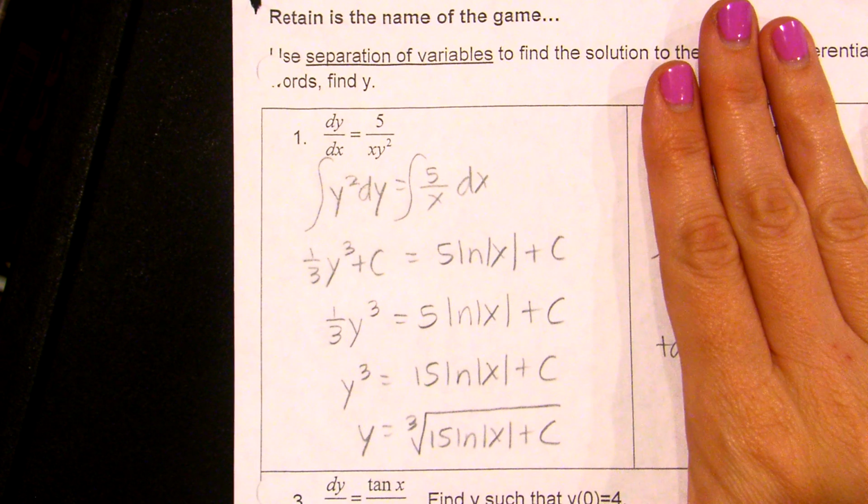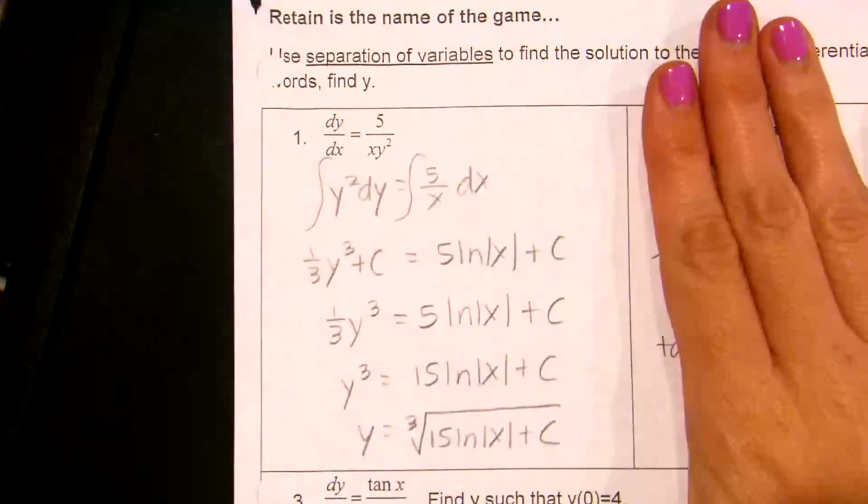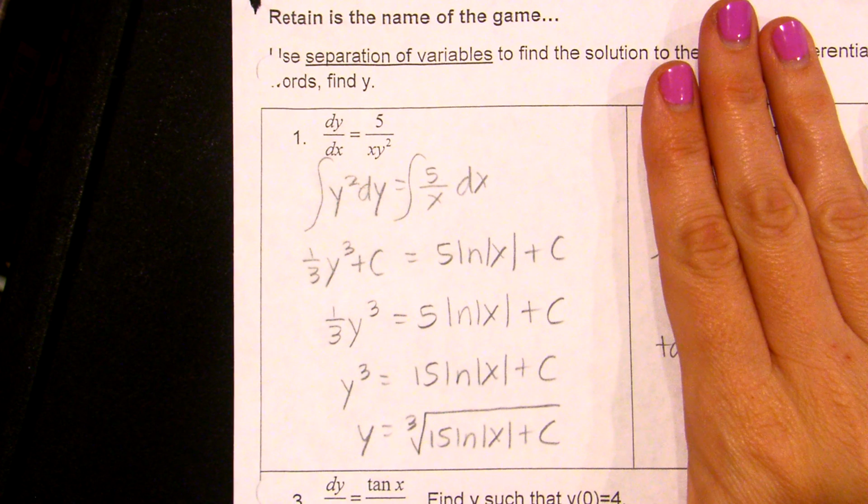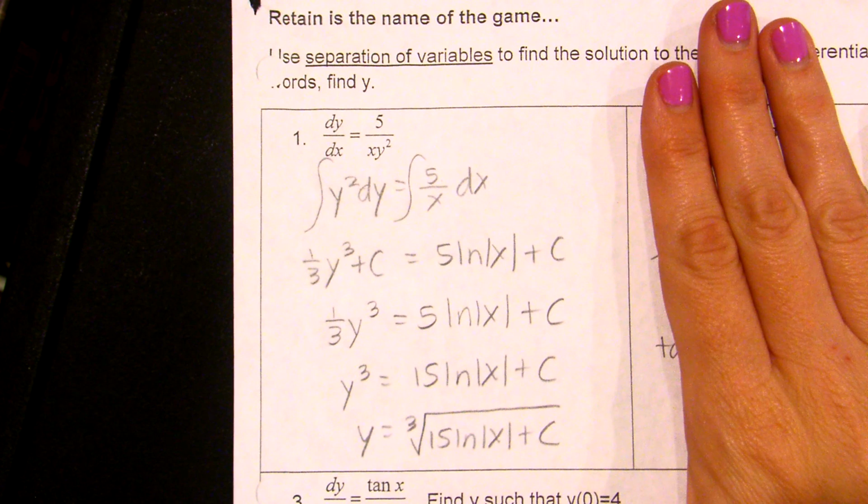And then you want to free up the y. And to get the y alone, you would multiply both sides by 3. And then you would cube root the y. So at this point, I'd like you to pause the video, try 2 and 3, see what you remember.